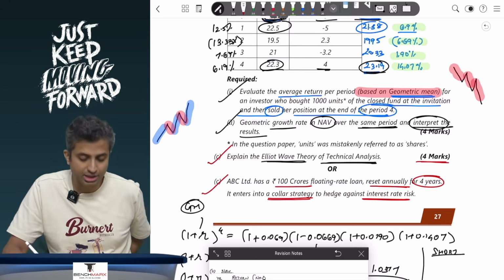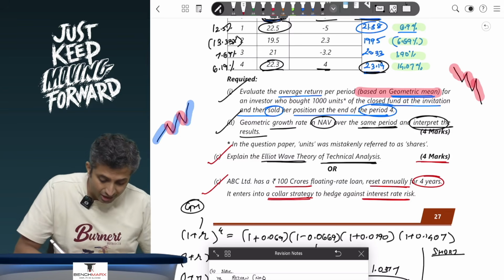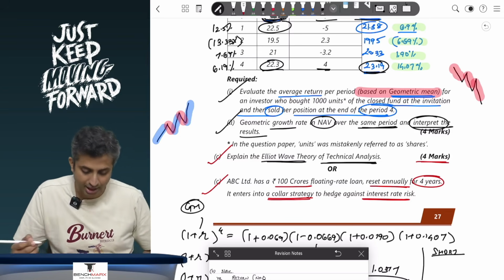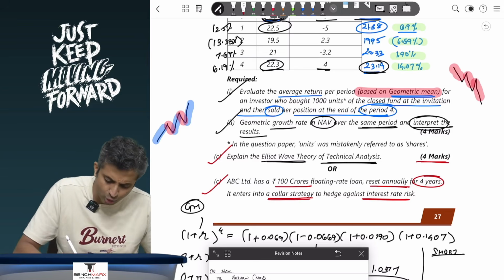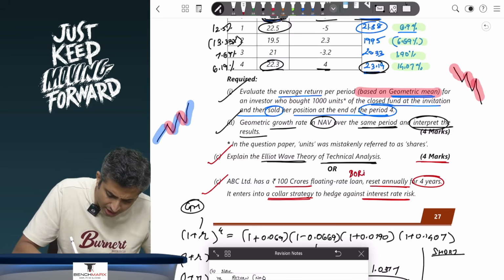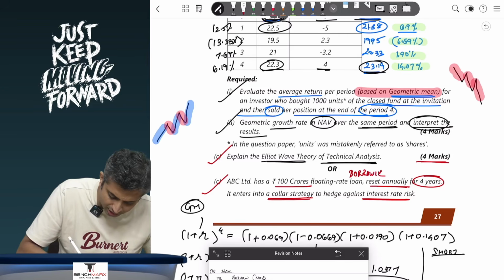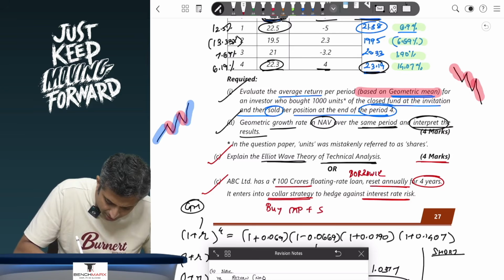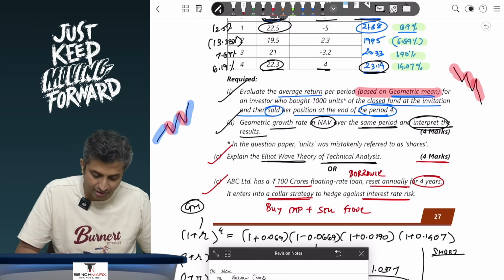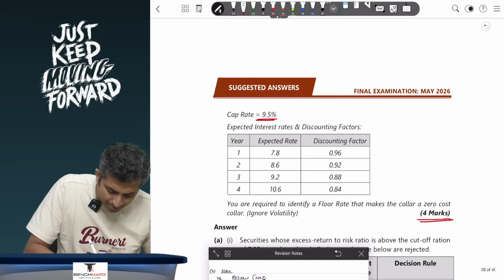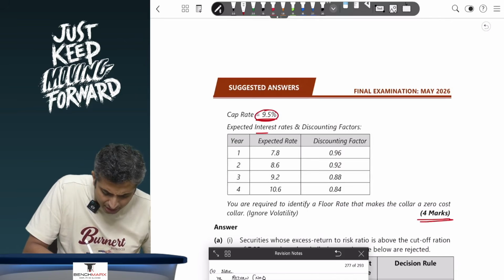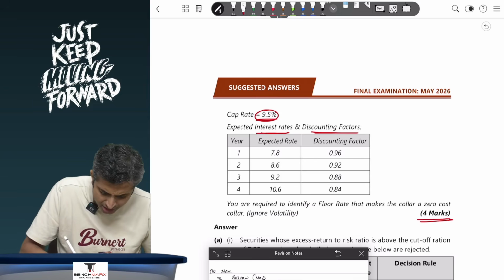Collar strategy is, let's say, it has a floating rate loan, and if it has a floating rate loan, it is like a borrower. So in case of a collar, you will ideally buy the cap, but at the same time you will sell the floor to hedge against the interest rate risk. The cap rate is 9.5%. Expected interest rates and discount factors are given to you. So you have the expected rate and the discount factors.